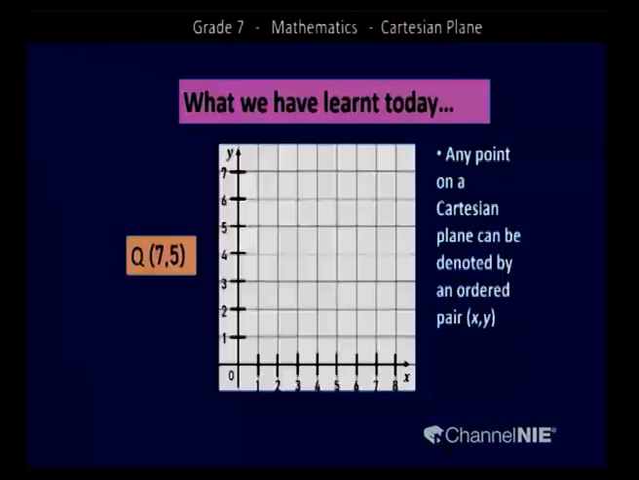Finally, you learnt how to plot points on a Cartesian plane. So, for example, here I have given you point Q. The coordinates are 7, 5. So, we have to move 7 units towards the x axis and 5 units towards the y axis. Then we can plot the point Q and you have to name the point. So, these are the things we have learned today in our lesson unit 23 Cartesian plane.